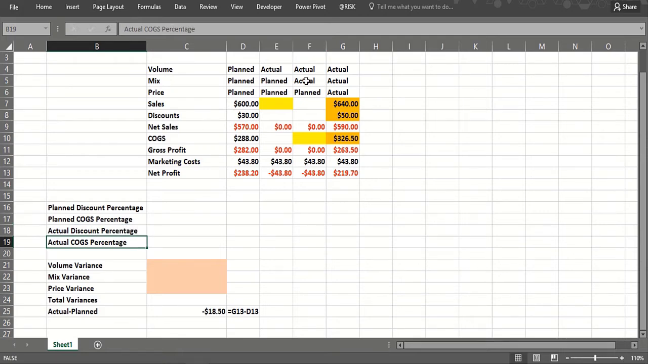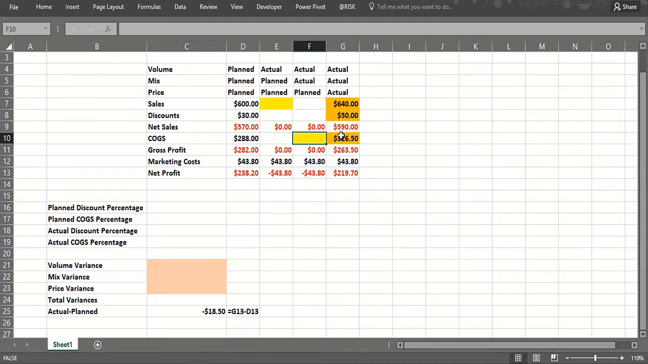And then we go in steps. We say, let's just change the volume, keep everything else fixed. What was the change in profit? That will be the volume variance. And then from that point, we will change the cost of goods sold and keep the volume at the new level of 640, and then see what was the change in profit. That will be the mix variance.